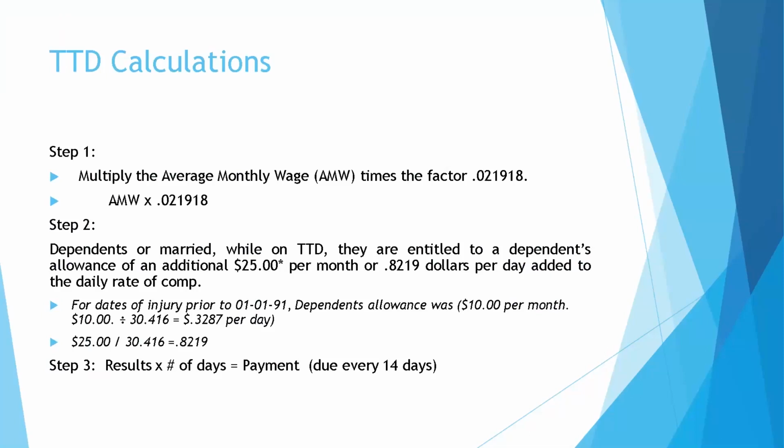So we've multiplied the wage in step 1 times 0.021918, and we have a daily rate for the dependent allowance of $0.8219. We add those two together for step 3. We take those results and multiply times the number of days we're paying for. Like I said, it's due every 14 days.